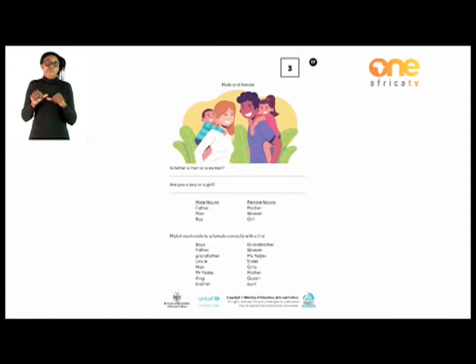Let's continue with the next part, and that is our nouns. Can you remember what is nouns? Nouns identify people, places, or things. I'm going to repeat myself. A noun identifies people, places, or things. Now we have male nouns and female nouns. The male nouns are father, man, boy. The female nouns are mother, woman, girl.